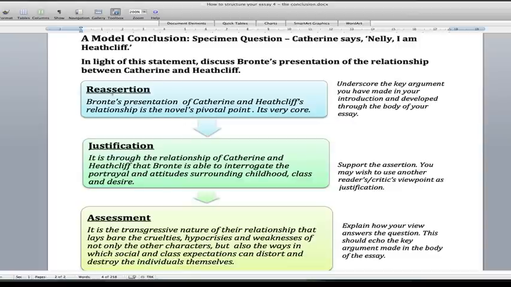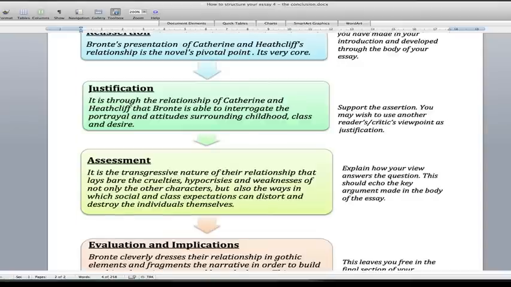You have to justify this point, but you'll justify it from the key areas that you develop through the core of your essay. And here in the narrative we have it here, underscore the argument you made in your introduction and develop through the body of your essay. Then the next sentence that follows on from this in this final paragraph justifies what you've been talking about throughout the body of your essay.